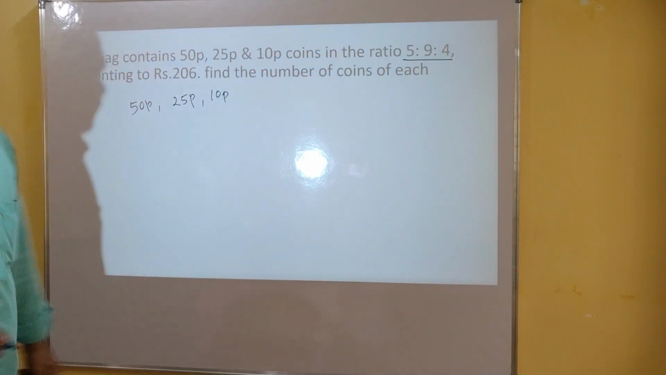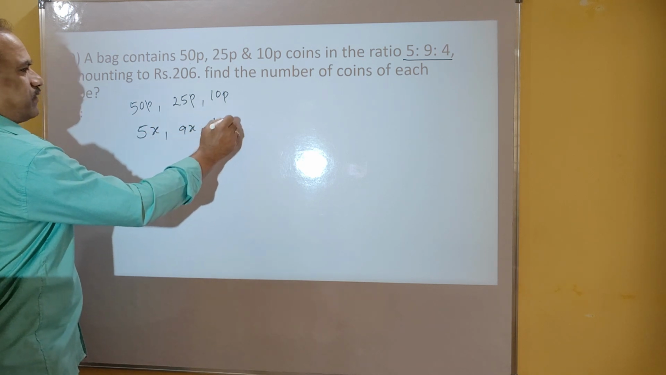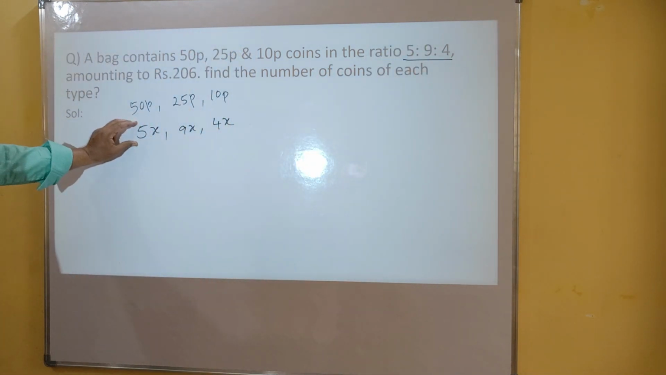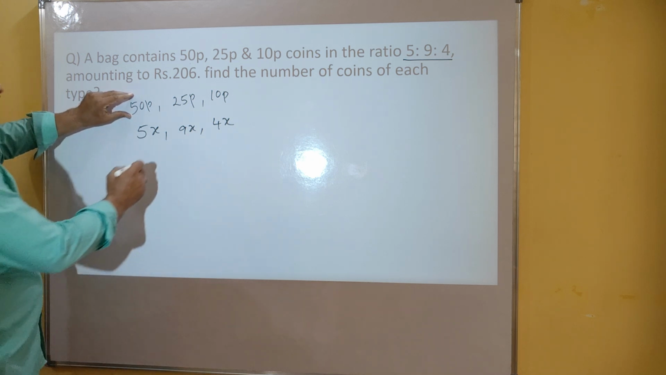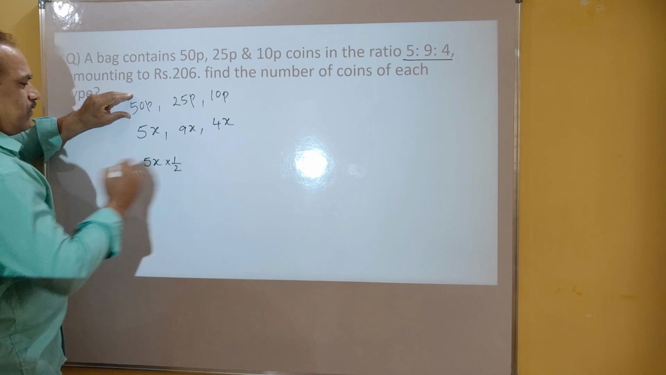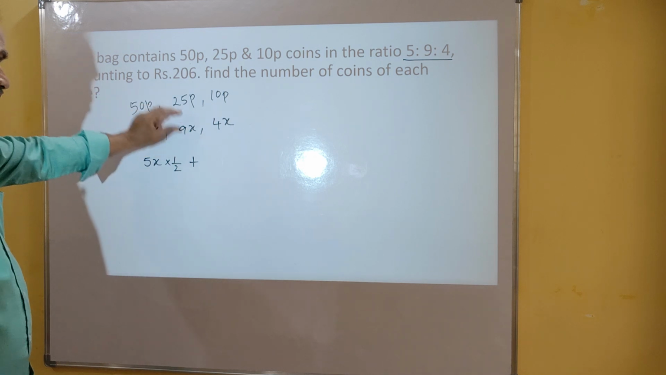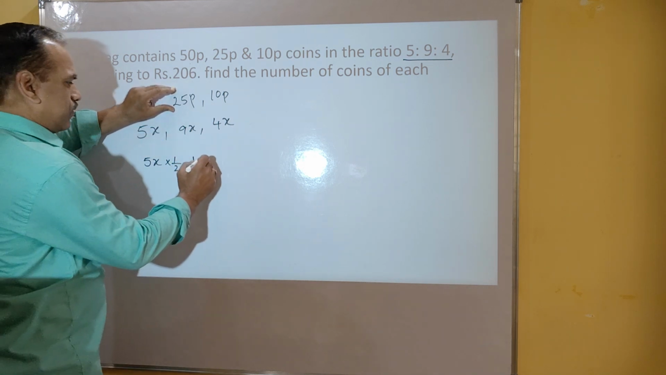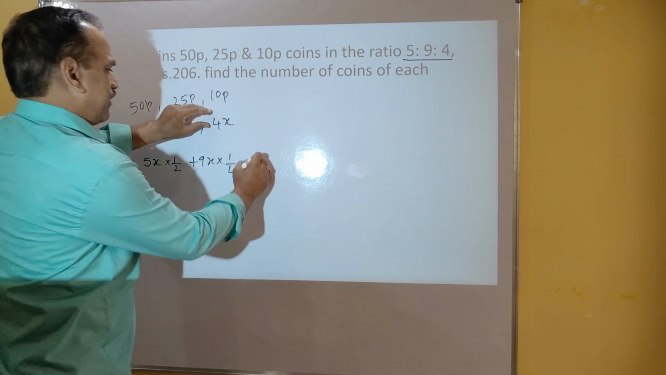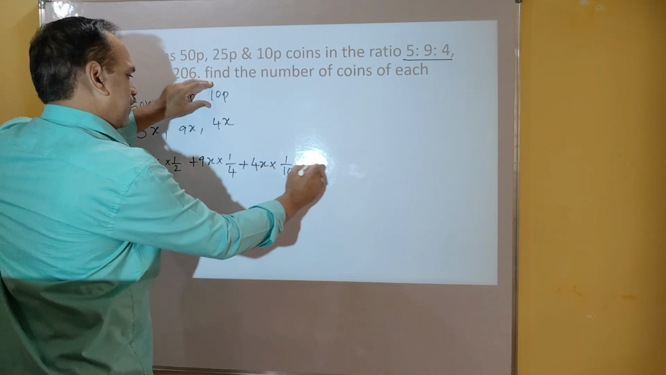Let the number of coins in the bag be 5x, 9x and 4x, because the ratio is 5:9:4. Now 5x number of coins, each coin value is 50 paisa. What is the total value of 50 paisa coins? 5x into 50 paisa is half rupee, plus 9x number of coins multiplied by each coin value as 1/4 of a rupee, plus 4x number of coins multiplied by each coin value 1/10 of a rupee, right?